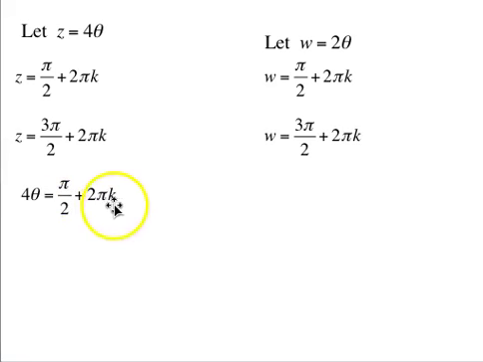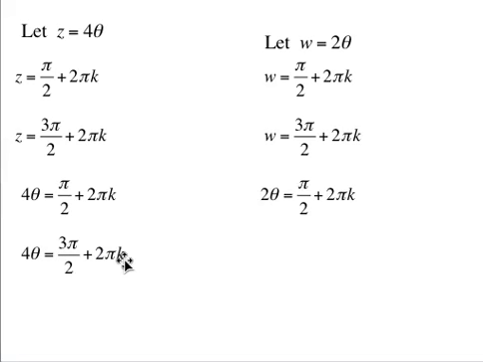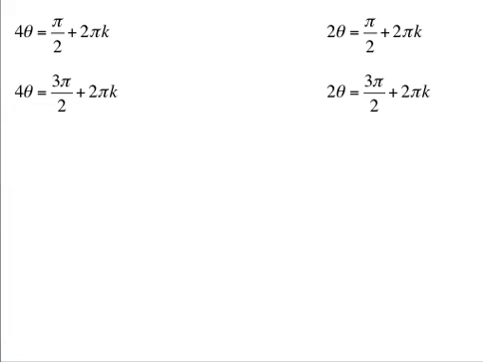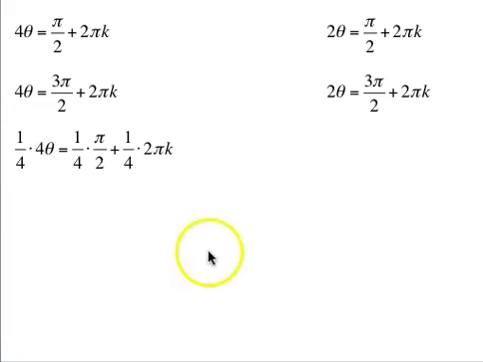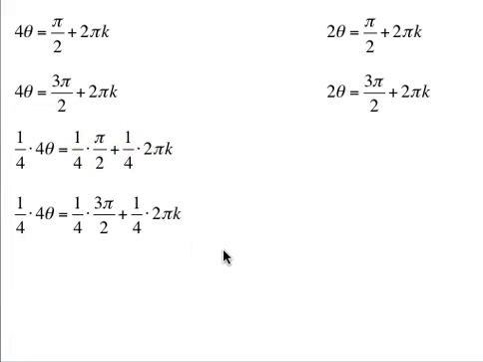So if 4 theta is pi over 2 plus 2 pi k, and 4 theta is 3 pi over 2 plus 2 pi k, similarly over here, 2 theta is pi over 2 plus 2 pi k, 2 theta is 3 pi over 2 plus 2 pi k, but we need to solve for theta. Multiply by 1/4, theta is pi over 8 plus 2 pi k over 4, which is pi k over 2. Similarly, theta is 3 pi over 8 plus pi k over 2.